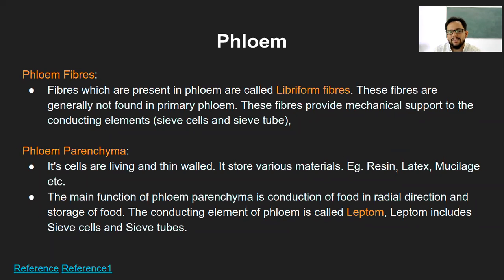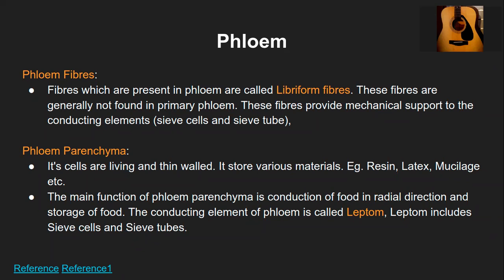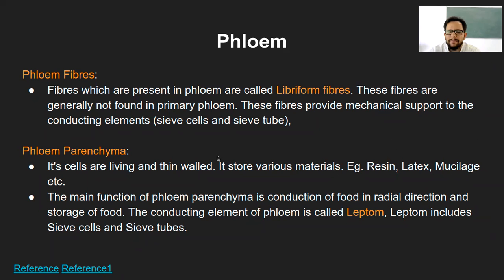These fibers are generally not found in the primary phloem tissue, that is, when the phloem has just started growing, because it does not need much support, as the plant height may not be so much, right? So primary phloem will not have these libriform fibers, and they are present in the secondary phloem, providing mechanical support. So that is the phloem fiber part.